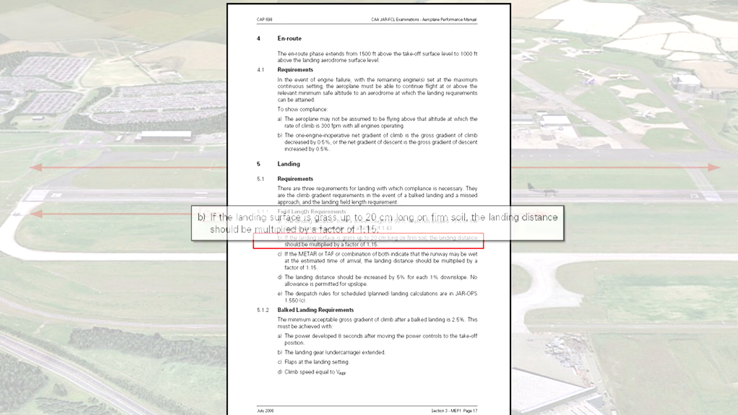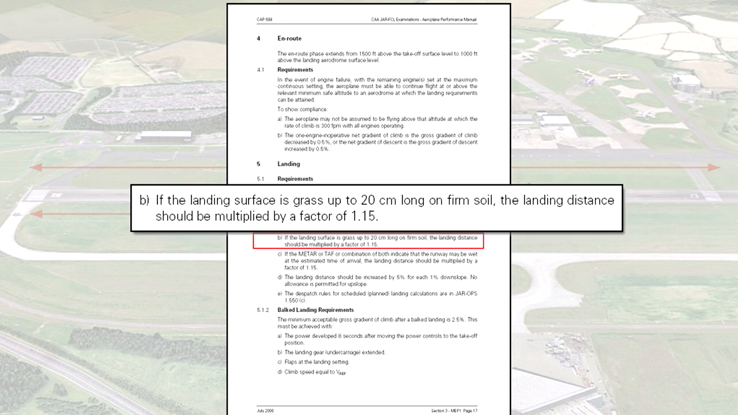In Cap 698, Section 3 on page 17, under point 511b, we read that if the runway is of grass up to 20 centimeters high, the landing distance should be multiplied by a factor of 1.15. This would effectively increase the landing distance by 15%.